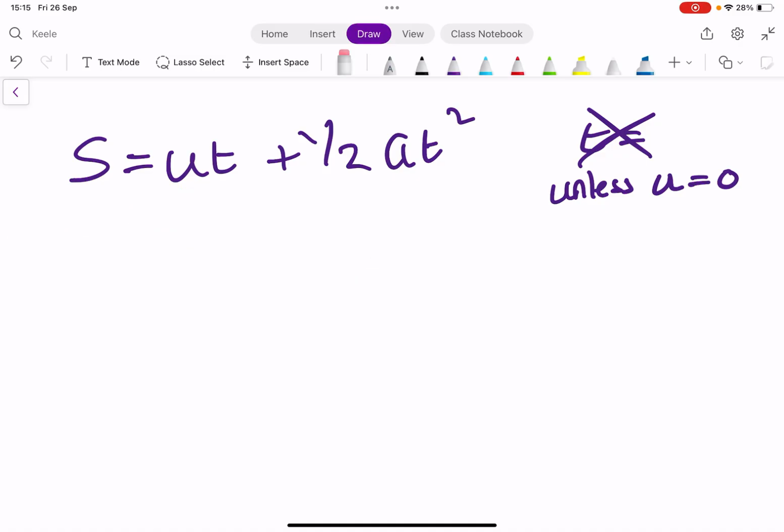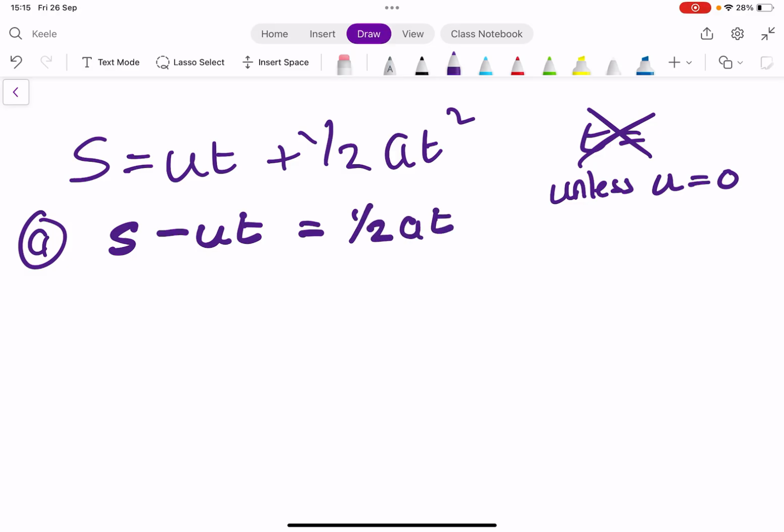Let's rearrange this for a. Nothing different to what we've already done this one. I want a. So the first thing I need to get rid of is this. Then I can break into this box and deal with it. So it's add ut, so we take away ut. And now I can break into this box and get hold of the a.